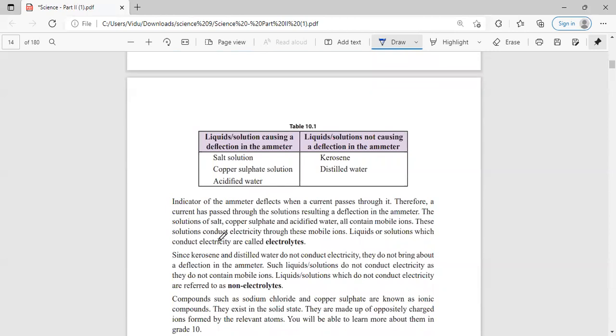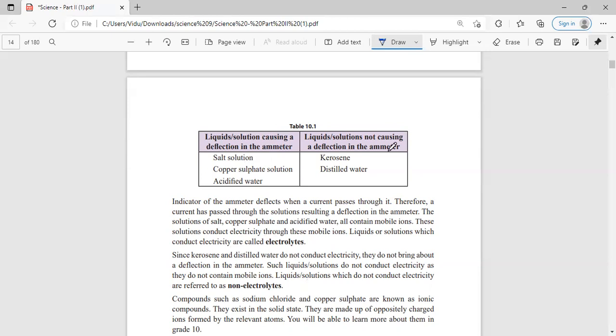So the conclusion of this activity is that the detector of the ammeter deflects when a current passes through it. Therefore, a current has passed through the solutions, resulting in the deflection in the ammeter. They are salt solution, copper sulfate solution, and acidified water. The solutions of salt, copper sulfate, and acidified water all contain mobile ions.